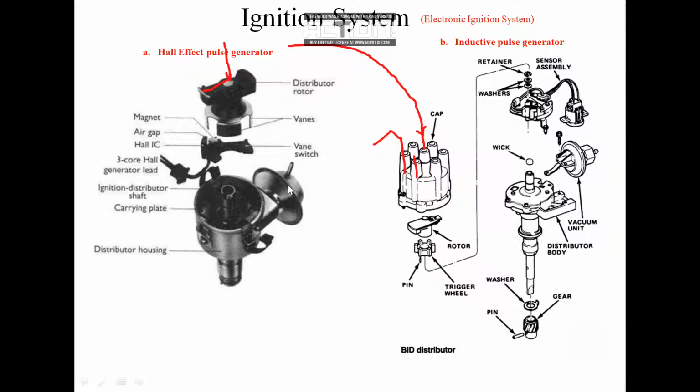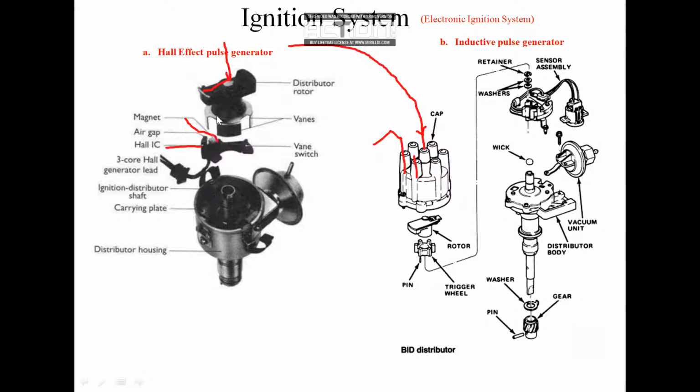Now this is a vacuum advancement system. Similarly, below this rotor there is also a centrifugal advance mechanism present. Now this is the vane. Half of this vane is cut. There is a window inside this vane, and the magnet is there. This is a permanent magnet. And in between there is an air gap, and this is a Hall effect IC.